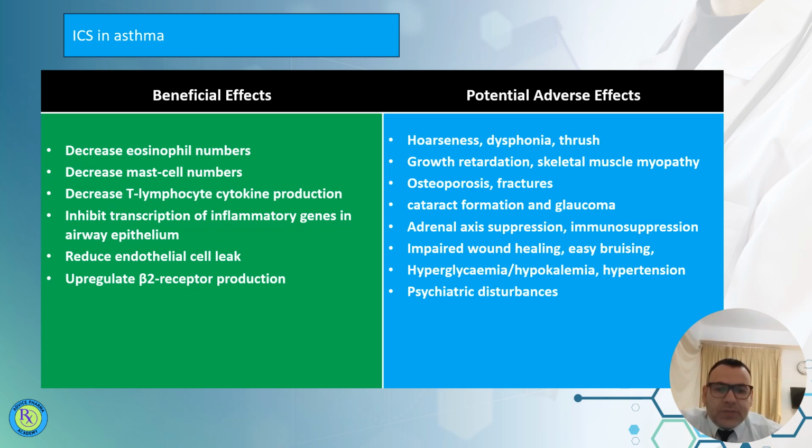Cataract and glaucoma, adrenal axis suppression, because overuse of steroid for a long time will suppress the normal production of cortisol from the body. Immunosuppression, of course, because steroid decreases immunity and decreases all the inflammatory cells. Impaired wound healing and easy bruising, hyperglycemia and hypokalemia, hypertension because they cause sodium and water retention, and psychiatric disturbance. We need to be aware of all these and educate patients who are using long-term inhaled corticosteroid.